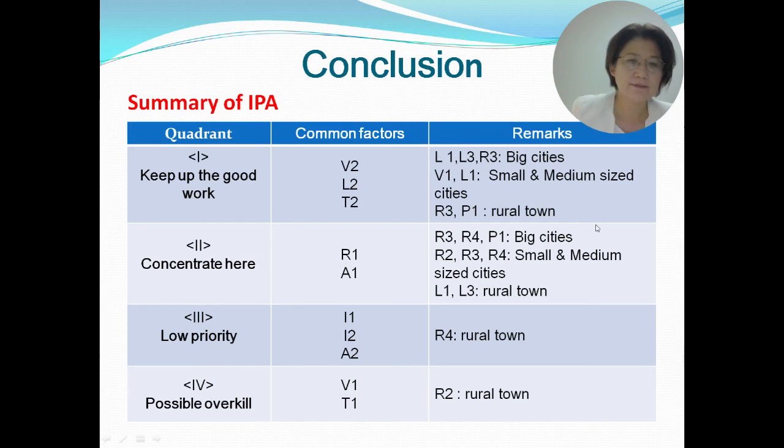Looking at the activating factors, in quadrant 1, keep up the good work area, there are three items in common factors. First one is educational interest in young children in the community, V2, and the will of a principal of a kindergarten or child care center, L2 sub-factor, and share character education data, T2. These three items are common in big city and small and medium-sized city and rural town.